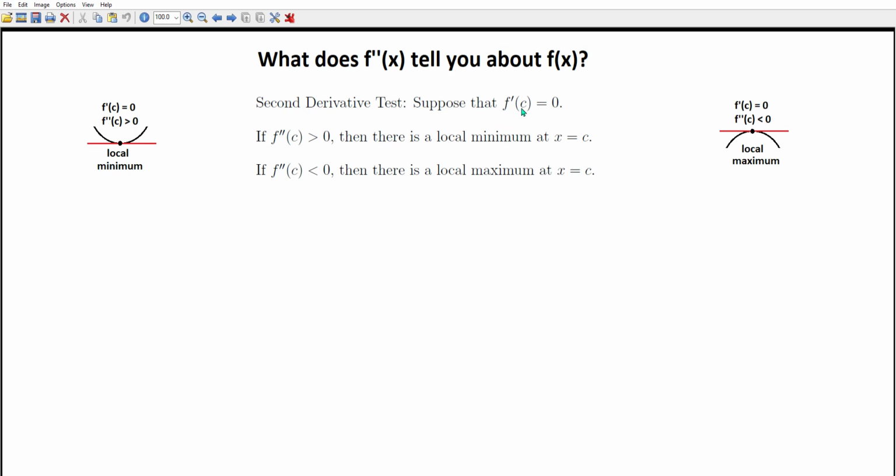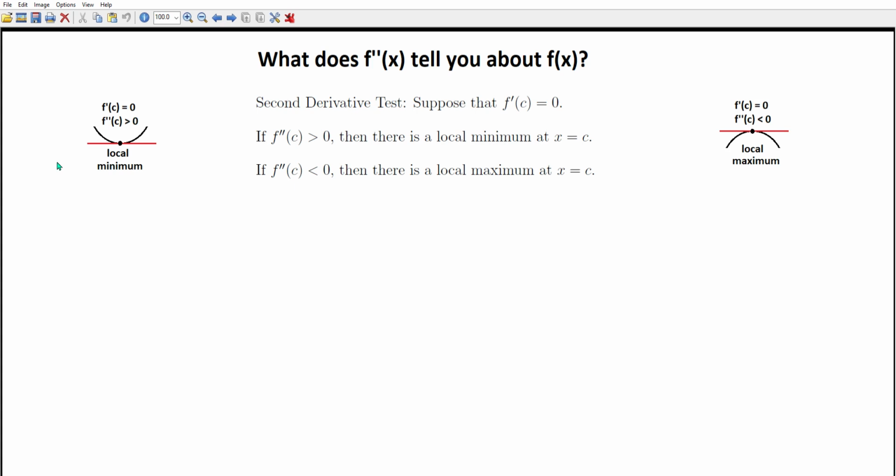Suppose that we're at a point where the first derivative is 0. If the second derivative at that point is positive, we're at a local minimum. If the second derivative is negative, then we're at a local maximum. Now, the way to understand this test is to look at these sorts of pictures.